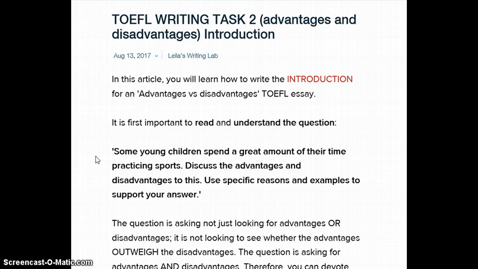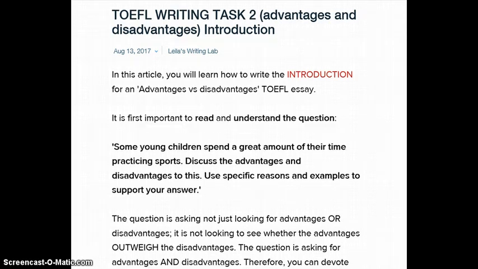Some young children spend a great amount of their time practicing sports. Discuss the advantages and disadvantages to this. Use specific reasons and examples to support your answer.